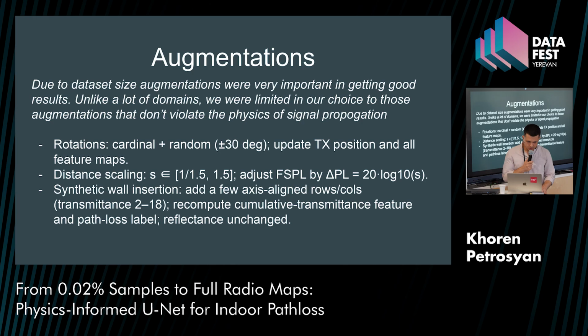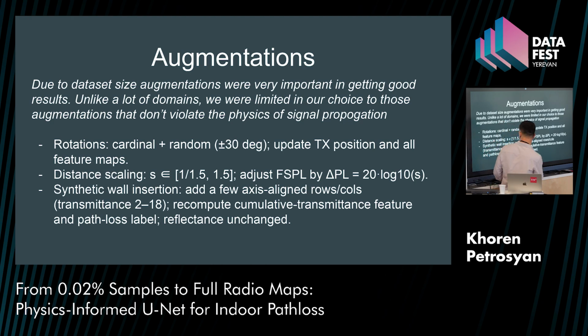The augmentations were very standard and a bit limited because changing the values, like adding random noise, wouldn't be acceptable here because we would have distorted the physics. I won't have time to go over each of them, but I'll concentrate on one of them, which is synthetic wall insertion. We saw that the network is sensitive to the density of walls in the room.